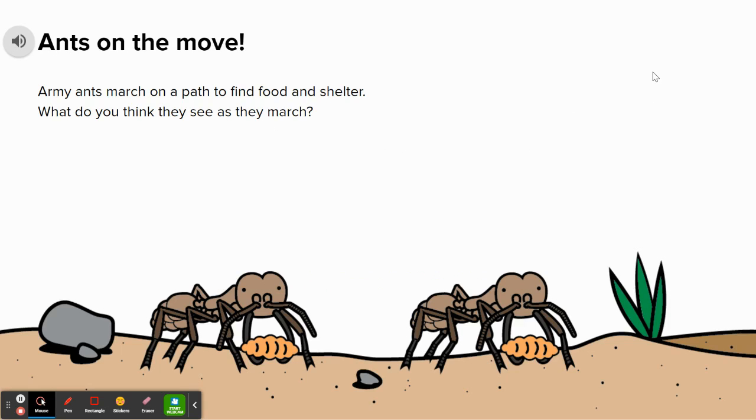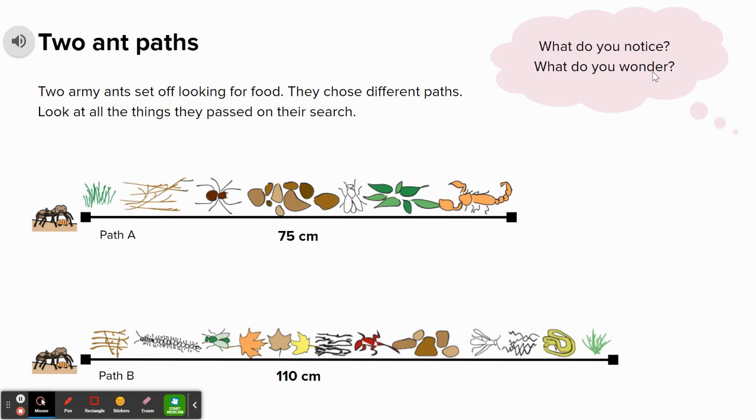Ants on the move. Army ants march on a path to find food and shelter. What do you think they see as they march? What do you think these army ants would see along the ground as they are marching? Well, two army ants set off looking for food. They choose different paths. Look at all the things they pass on their search. They see twigs, sticks, flies, scorpions, leaves.